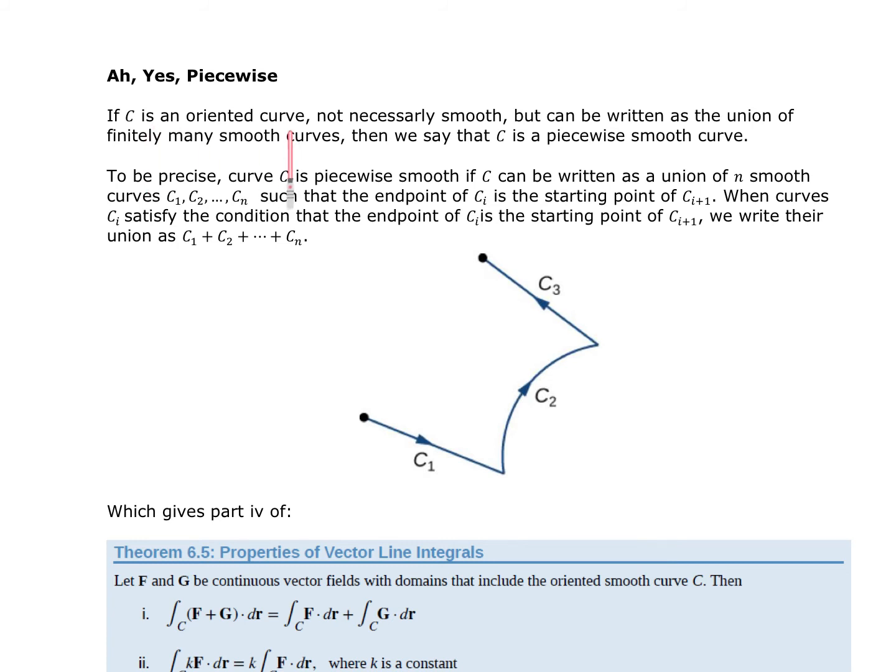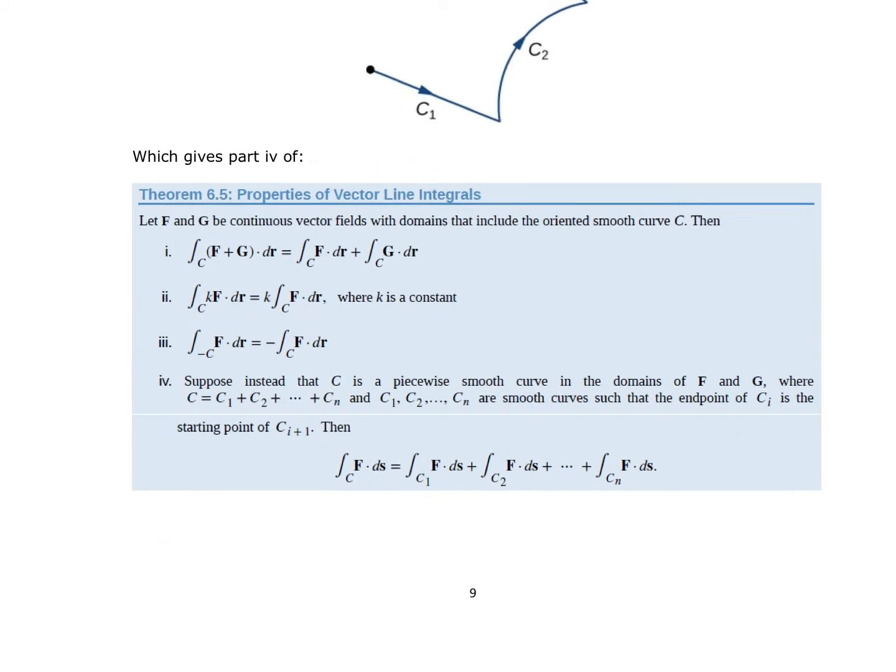So, C is an oriented curve, not necessarily smooth, but it can be written as a union of finitely many smooth curves. Then we say that C is a piecewise smooth curve. So in other words, say I go from this point to this point, and then to this point. It's a piecewise smooth curve, even though I have kinks in here, because I can think of it as connections of all these curves. As long as I can get from one point to the next point without picking up my pencil when I'm drawing the path, then it's considered a piecewise smooth curve, which gives us these properties.